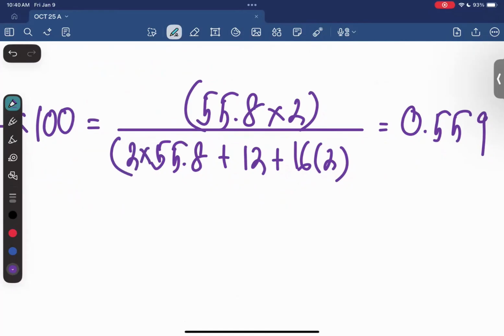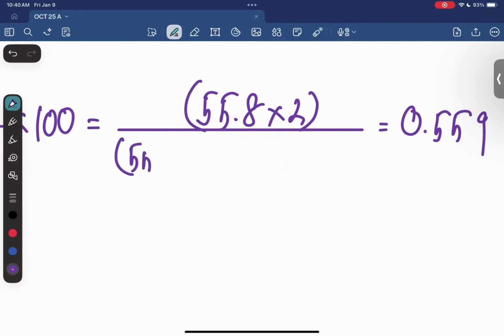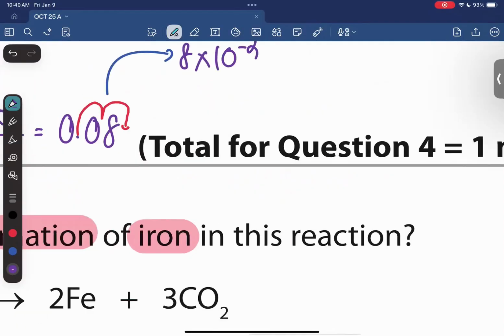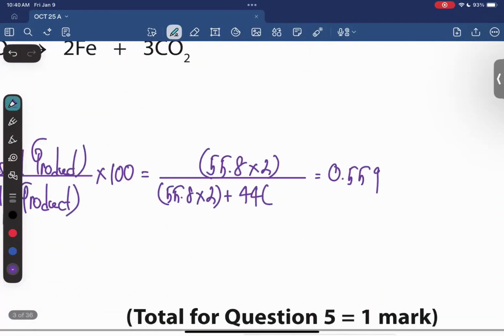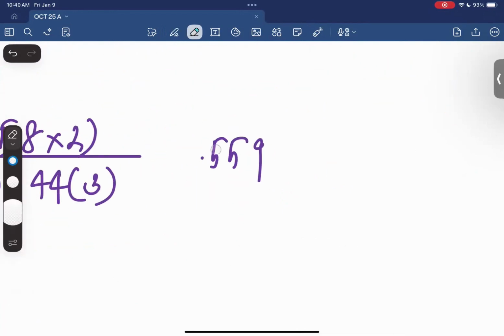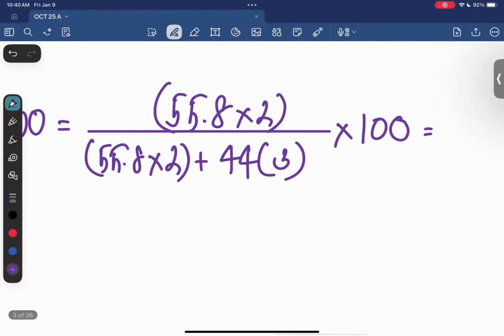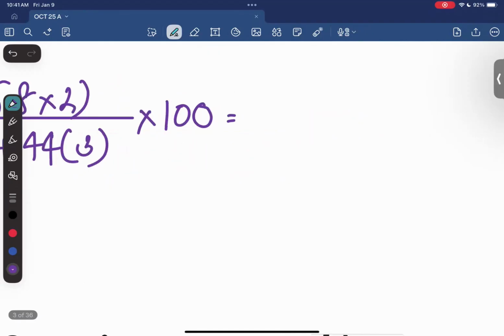This is getting kind of messy, so let me write this down. 55.8 times 2 plus carbon dioxide is 44 times 3, and you have to multiply this overall value by 100. If you do it, 55.8 times 2 divided by 55.8 times 2 plus 44 times 3, times 100. You should be getting a percentage of 45.8%.